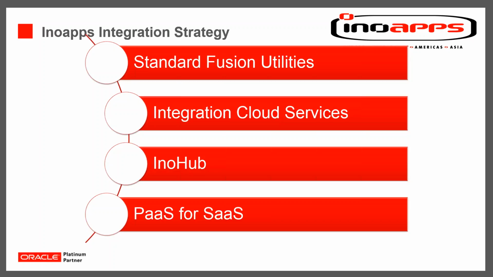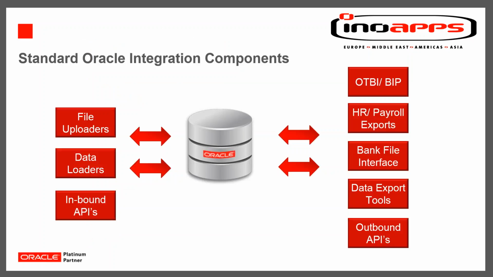So, firstly, we'll talk about some of the standard Fusion utilities. The key thing to consider here is that with the Oracle Cloud Fusion solutions, there are a wide range of standard integration components that are available to all users from day one. To get data in, we have a whole series of tools and utilities to allow us to upload data: file-based loaders, data loaders, and there are new tools being produced by Oracle on an ongoing basis. There's very recently a new suite of HCM data loader tools that offer some really powerful functionality.